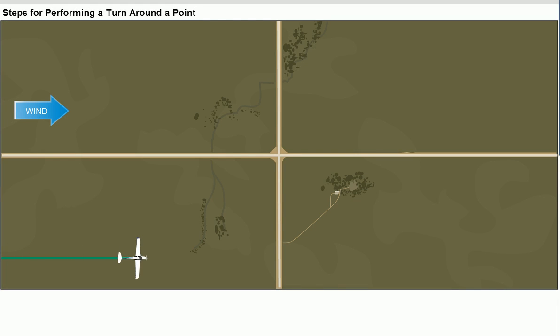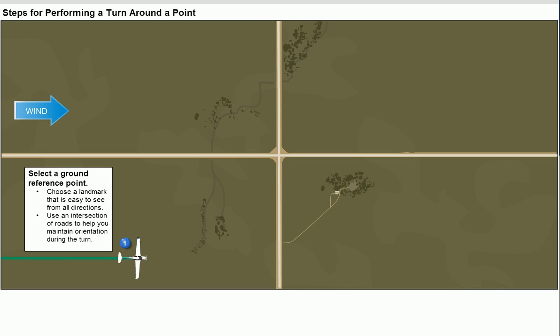The first step in performing a turn around a point is to select a ground reference point. Choose a landmark that is easy to see from all directions. Use an intersection of roads to help you maintain orientation during the turn.